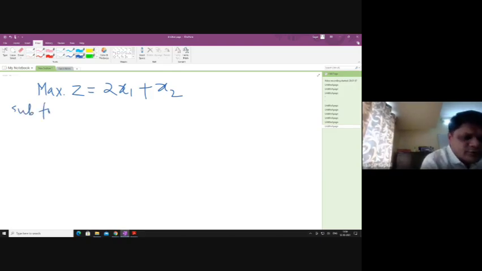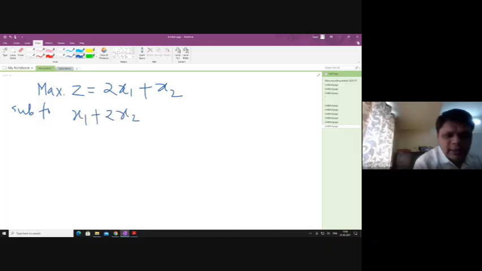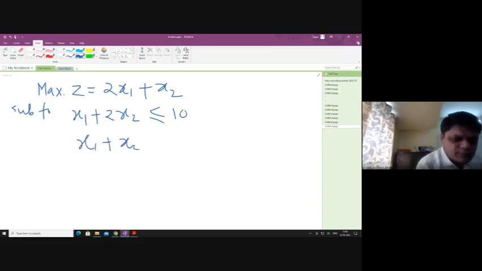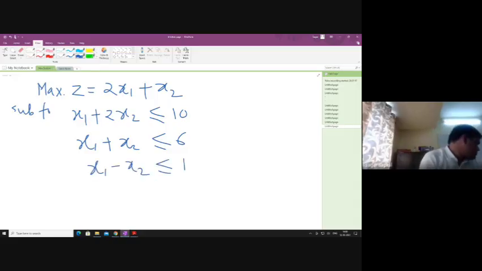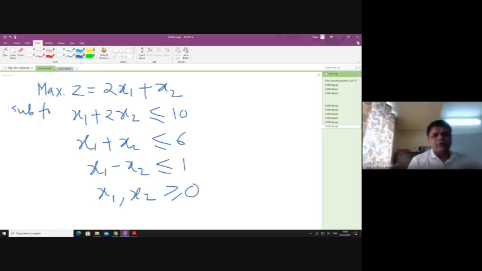Subject to linear constraints of x1 plus 2x2 less than or equal to 10. Then x1 plus x2 less than or equal to 6. Then x1 minus x2 less than or equal to 1. And then x1, x2 both greater than or equal to 0. So solve this problem by graphical method.